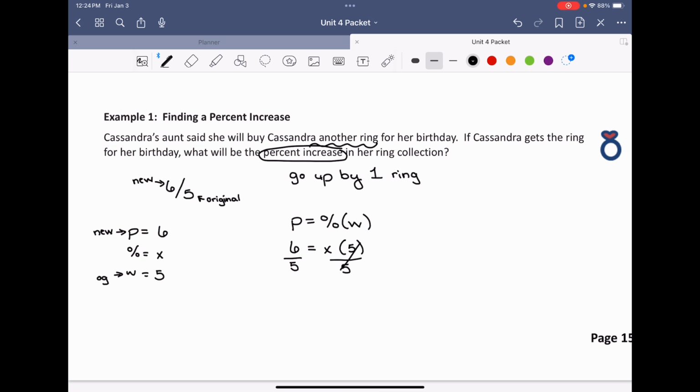So 6 divided by 5 is going to give us 1.2. But remember, we're finding a percent, so that's only our first step. Second step, we have to change 1.2 to a percent by multiplying by 100. So now we have 120%. But when it asks us for a percent increase, we only want how much overflow there is. What I mean by that is how much over 100% it is. So I'm going to take 120% and subtract 100%. So my percent increase is 20%.